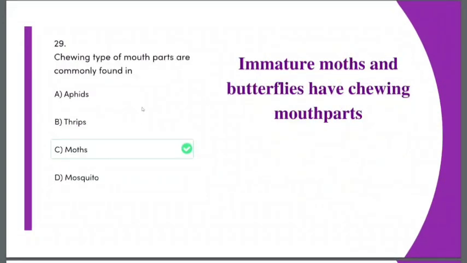Now 29th question. Chewing type of mouth part is commonly found in. They are found in moths. Actually, immature moths and butterflies have chewing type of mouth part, and after that when they become adult it is replaced by sucking type of mouth part.